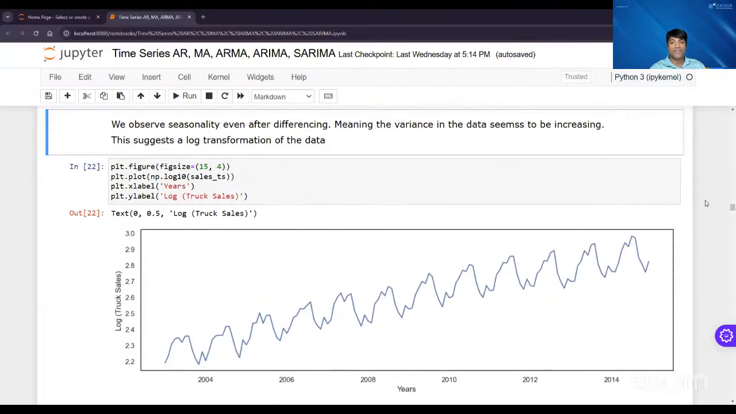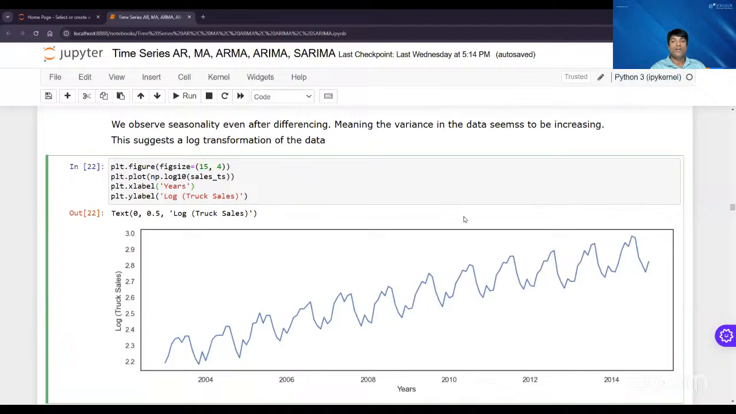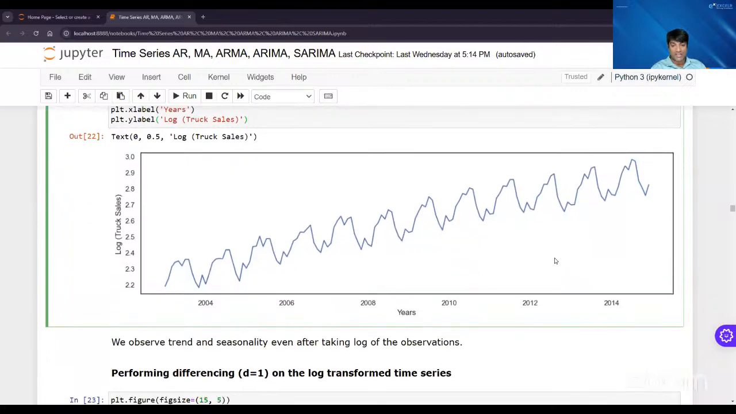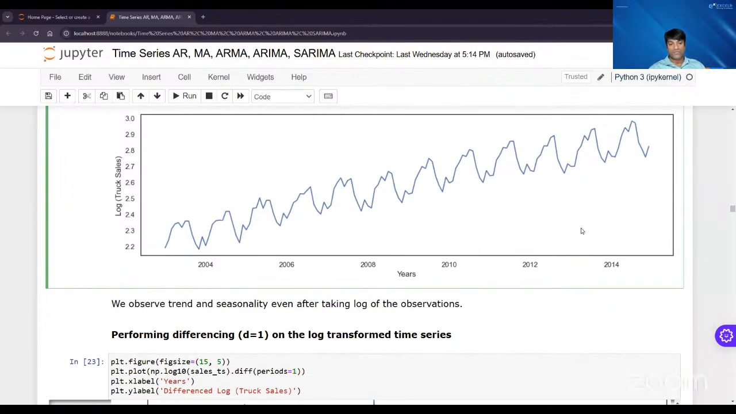Now, what is happening now is we are applying the log transformations. The log transformation will apply the logarithm base 10 to the data set. When we apply the log transformation, we can observe that the seasonality and trend are still there even after applying the log transformation.